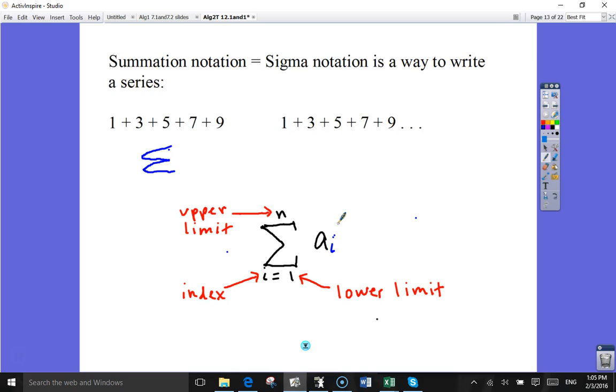This is telling you to start counting at 1, and you keep plugging into this formula, increasing by 1 every time until you get to whatever number is on the top here. So this is the lower limit, this is the upper limit, this is the index, this is the formula for a_n. For example, before I start doing this part here, what is the formula that would generate these terms of a sequence? 1, 3, 5, 7, 9. Try to imagine the formula that would generate 1, 3, 5, 7, 9.